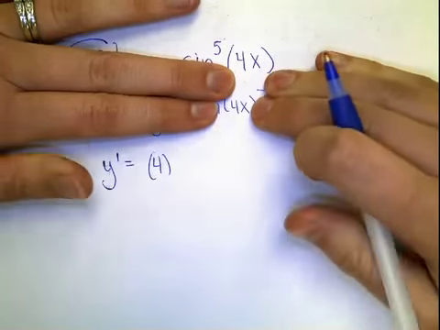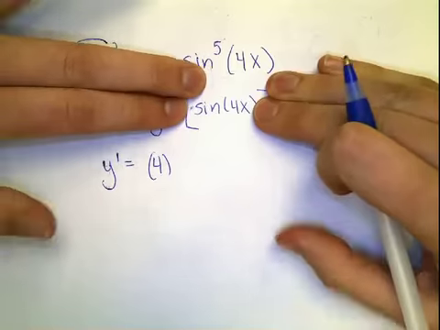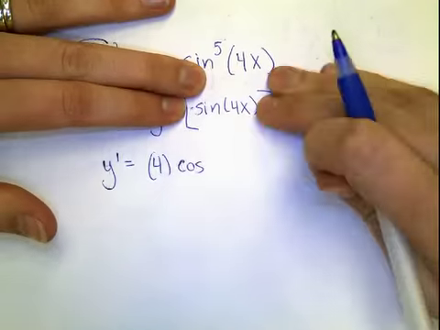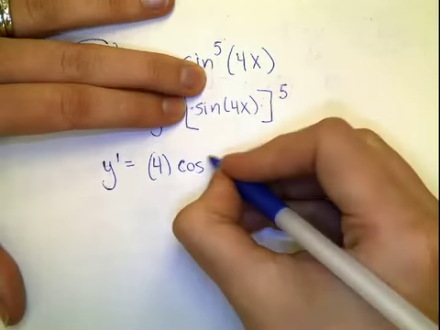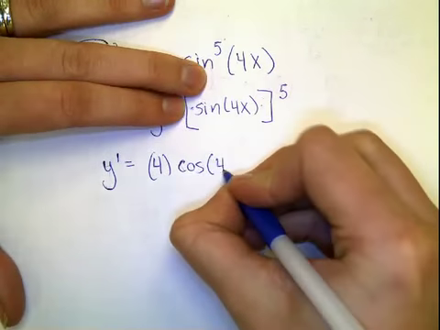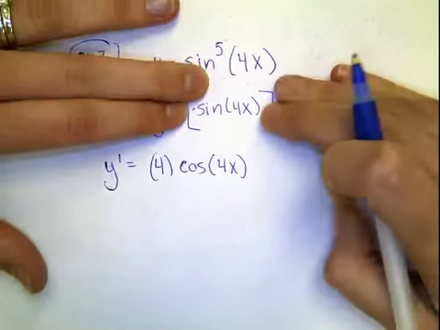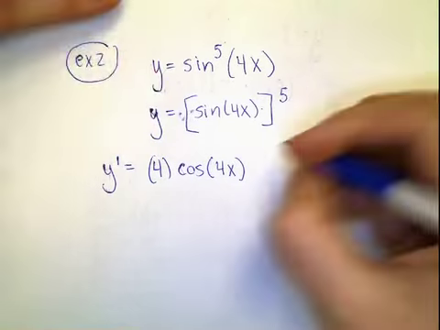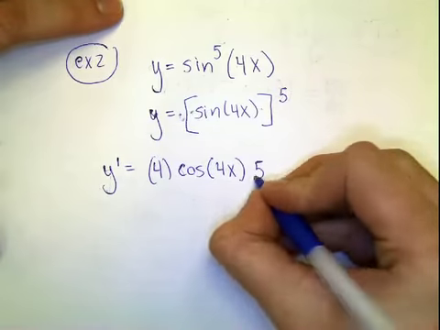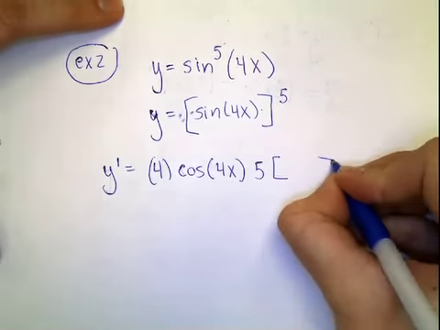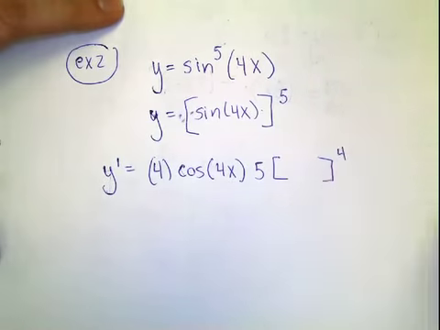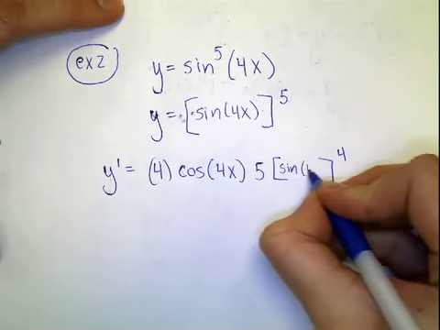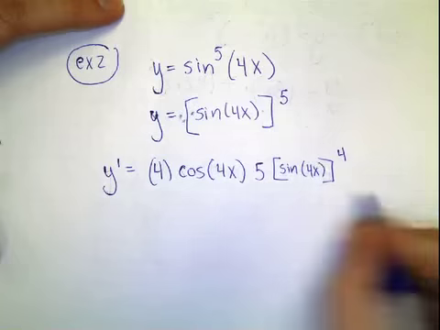Then I'm going to slide out here and look at sine. The derivative of sine is cosine, so I'm going to write cosine. According to the chain rule, you always keep the inside, so cosine keeping 4x. Then I'm going to slide out farther to where I have this 5th power. Something to the 5th power, if you power rule it, is 5 something to the 4th power. Keeping the inside, so keeping sine of 4x. And then this is my answer.